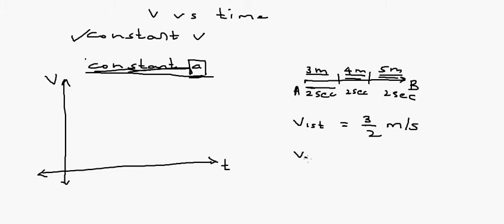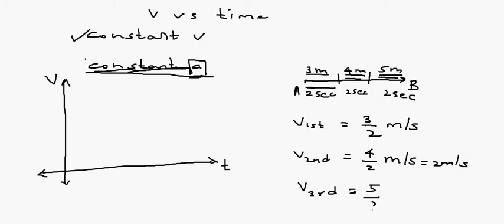Now the velocity for the second part is going to be 4 meters divided by 2 seconds. That is, I travel 4 meters in these 2 seconds. So it's 4 by 2 meters per second, that is 2 meters per second. Now the velocity for the third part is going to be 5 meters divided by 2 seconds, that is 5 by 2 meters per second. As you can see, 2 is greater than 3 by 2, and 5 by 2 is greater than 2.